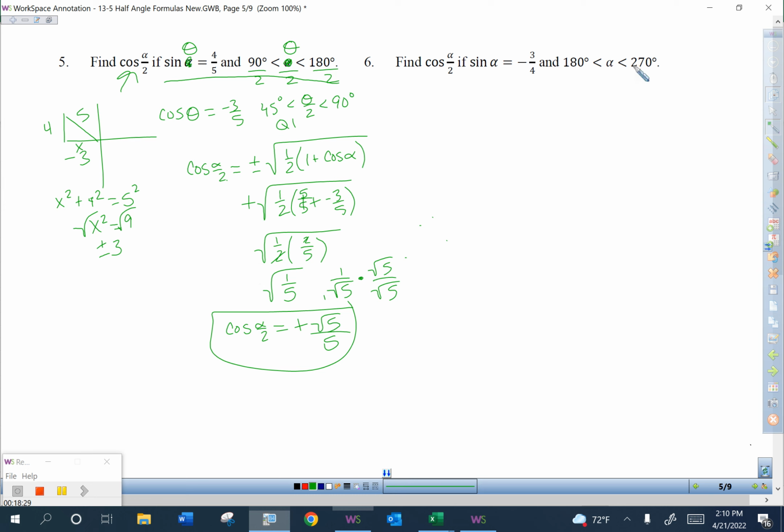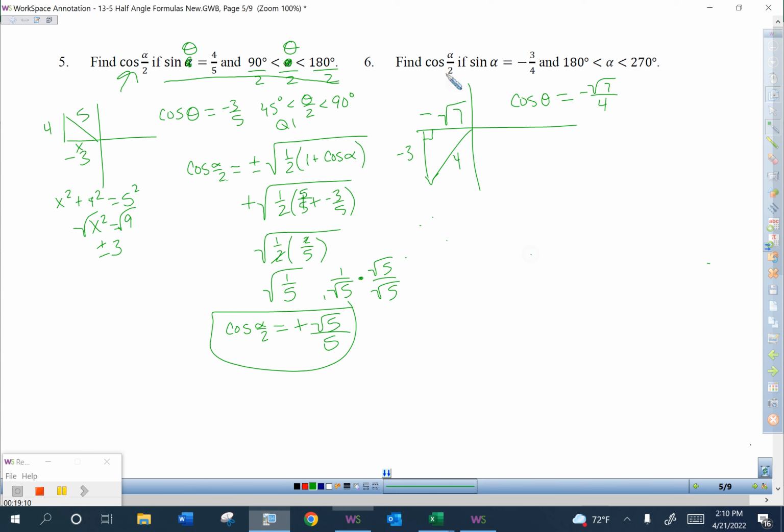We're going to draw a picture first. They give us 180 to 270 on this one. Okay, pause the video, go fill that out for me real quick. This one gives you negative 3 and 4 is here. 16 minus 9 is 7. Okay, and we do go to the left, so it's negative. From there, our cosine on this triangle, theta or alpha, it doesn't matter, is negative square root of 7 over 4. So that's going to go in our formula as we work through here.